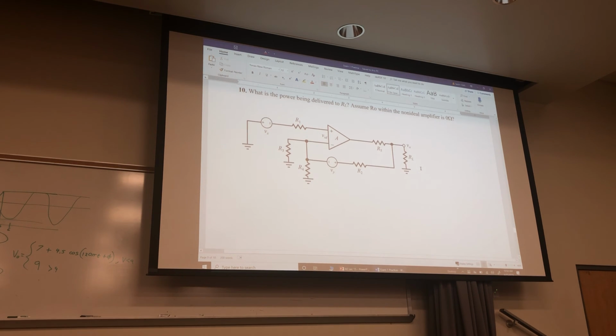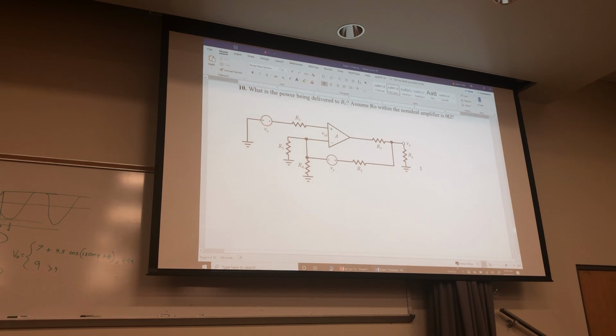Okay. Oh yeah, and be very careful about your signs. See how these things are switched around sometimes? Be very careful about the signs as you're going around your paths.